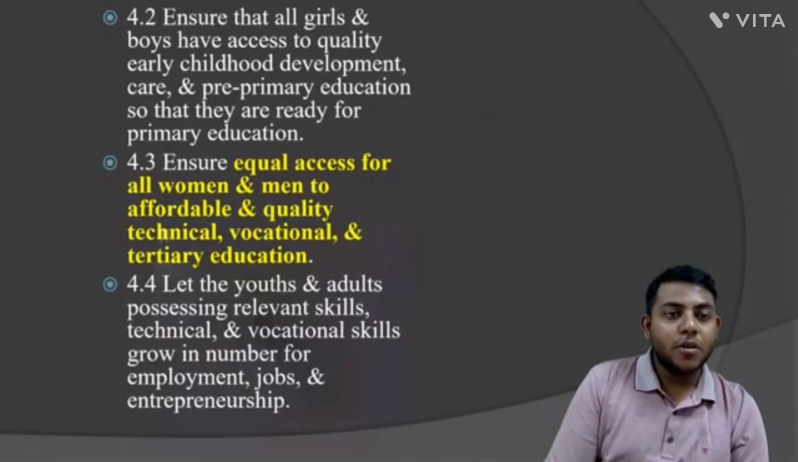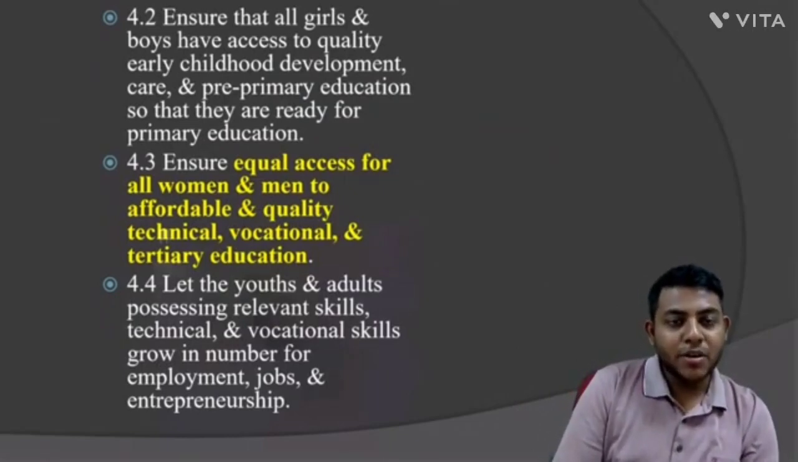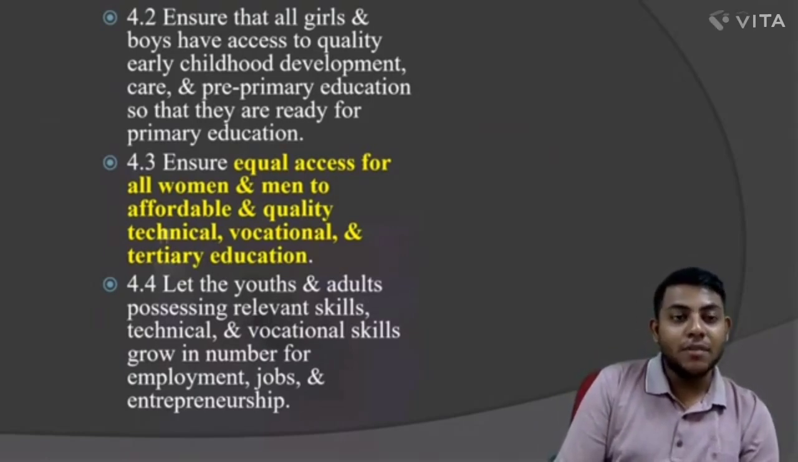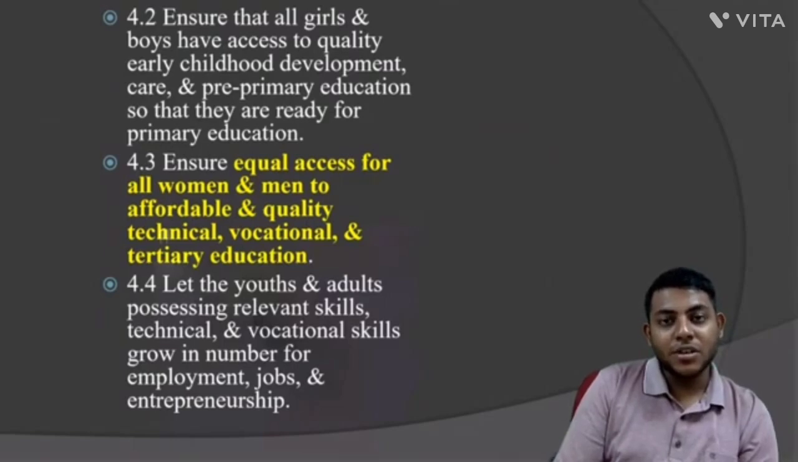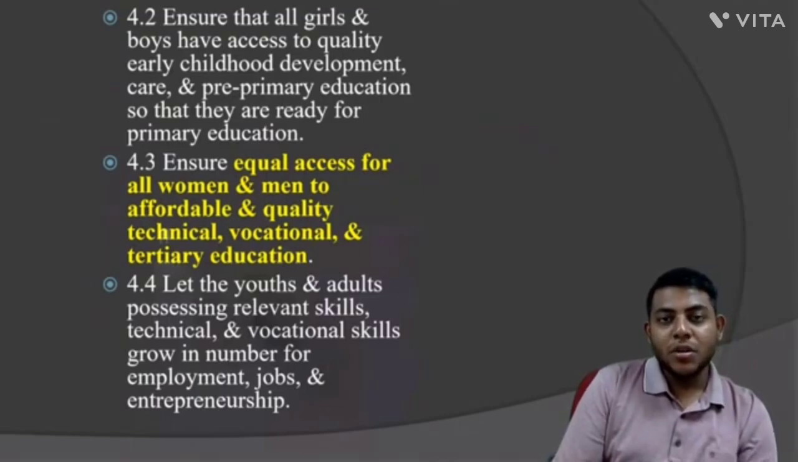So 4.2 of Sustainable Development Goal 4 talks about ensuring that all girls and boys have access to quality early childhood development care and pre-primary education, so that they are ready for primary education. Article 39E of our Constitution, part of the directive principles, also talks about similar things when it says that the state has to protect the children from moral and material abandonment.